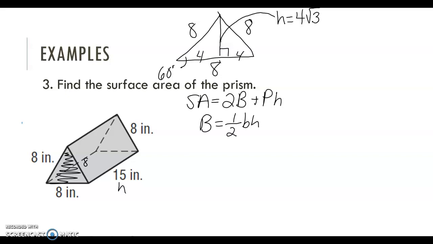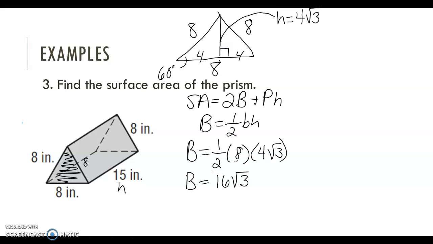So just to review that a little bit, we have been finding area of equilateral triangles already. So 1/2, the base of this triangle is 8, and then the height we just found was 4 square root of 3. I'm going to leave this as an exact answer for when I substitute. So 1/2 of 8 is 4, and 4 times 4 is 16. So the base area of this prism is 16 square root of 3 square inches. And so I'm going to substitute that in later.